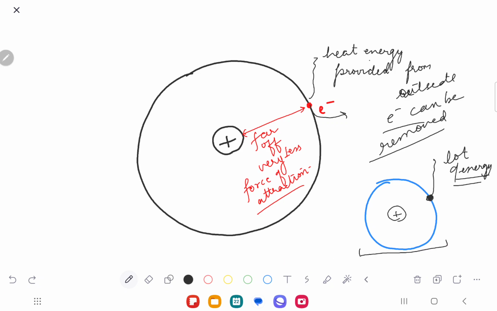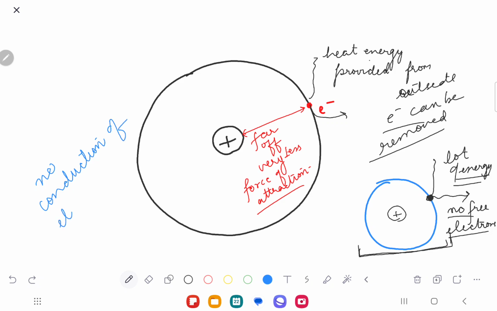And because they will not lose their electrons very quickly, what exactly is happening? Tell me, because they're not able to lose their electrons very quickly, what is happening? These electrons are not being removed easily, so we have no free charges, we have no free electrons, isn't it? And when we have no free electrons, it means what? It means no conduction of electricity.